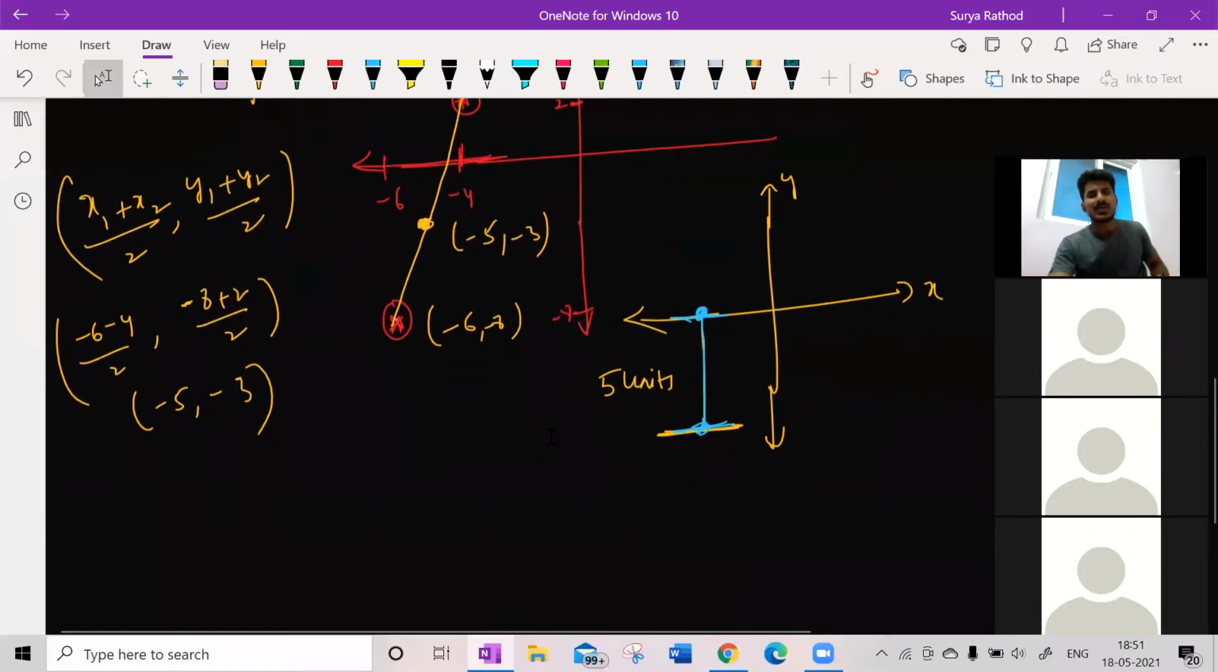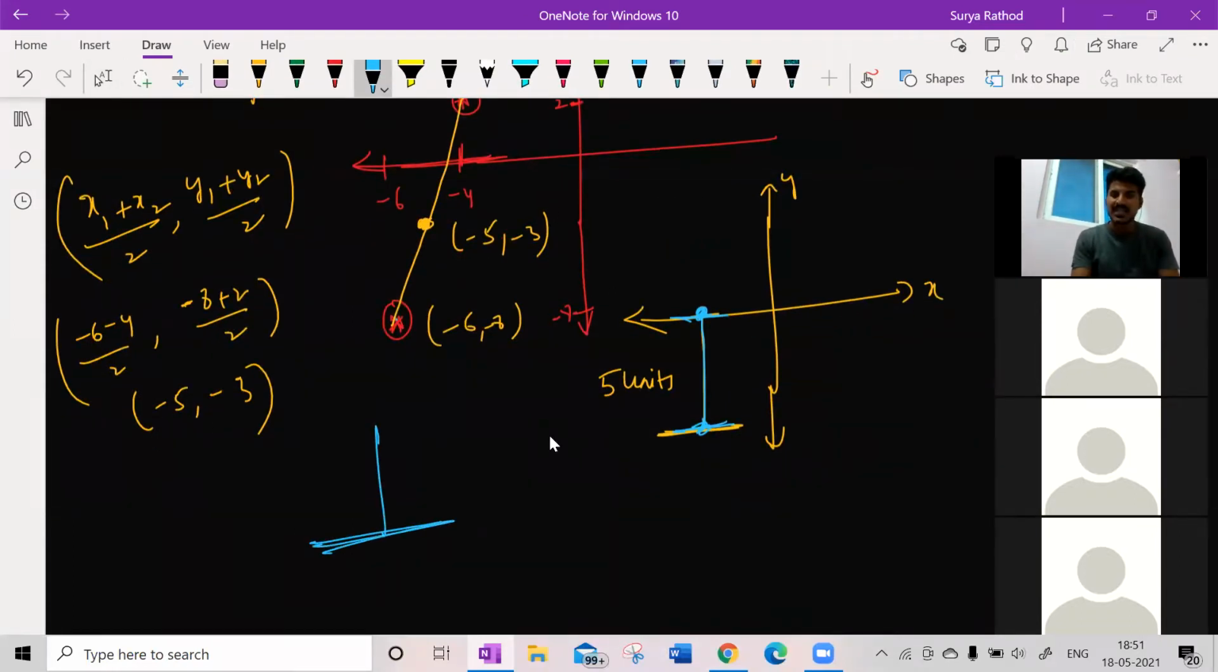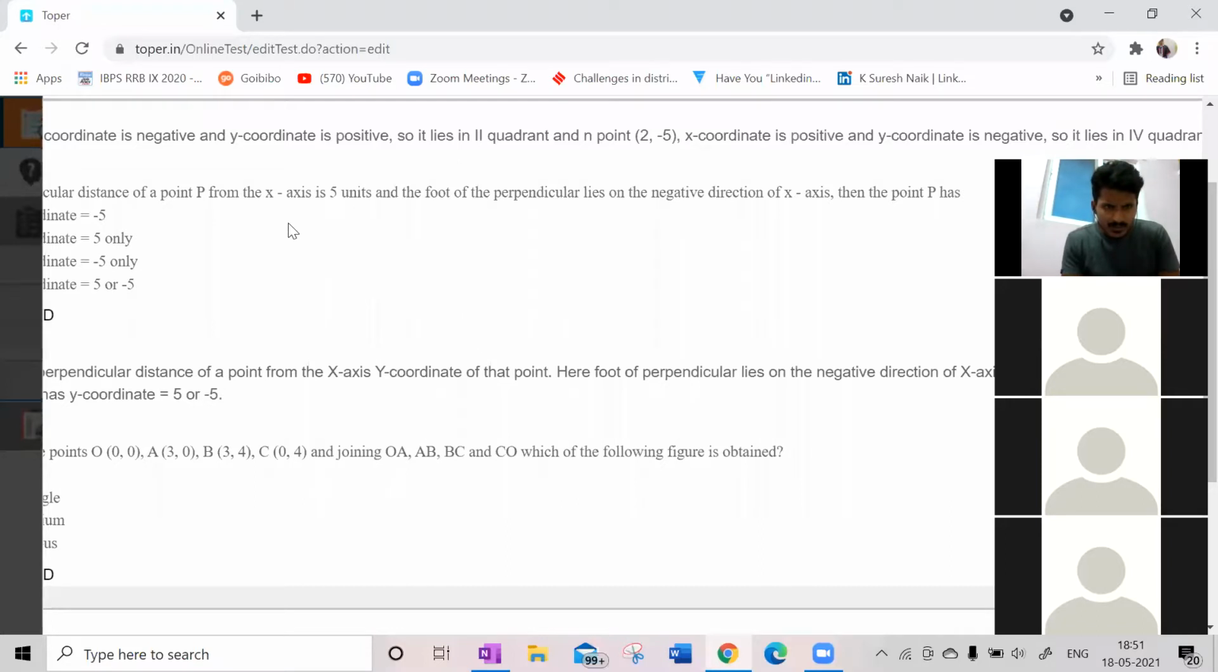No, look at this here. What I'm saying is, the foot of the perpendicular is on the negative x-axis, which means it will be here. We are writing negative y-axis here. One second, we made the diagram itself wrong. It is 0 here. It will be minus 5 here.